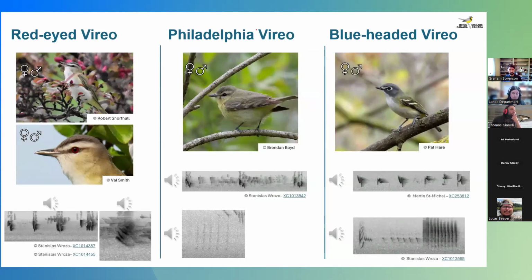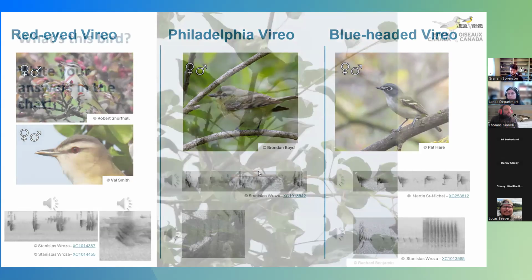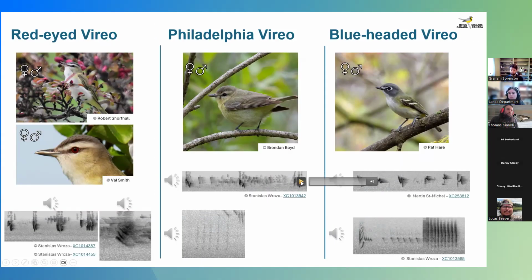So here we have the red-eyed vireo, Philadelphia vireo, blue-headed vireo. You can look at them, but I will let you hear their songs to understand how similar they are. So red-eyed vireo here, Philadelphia vireo, and then the blue-headed.